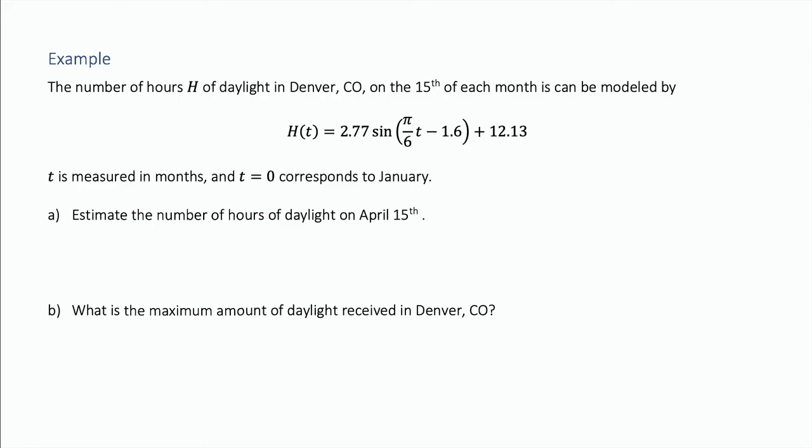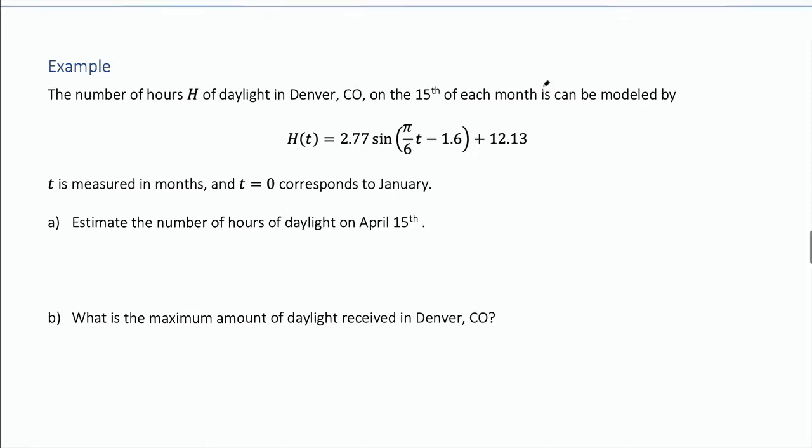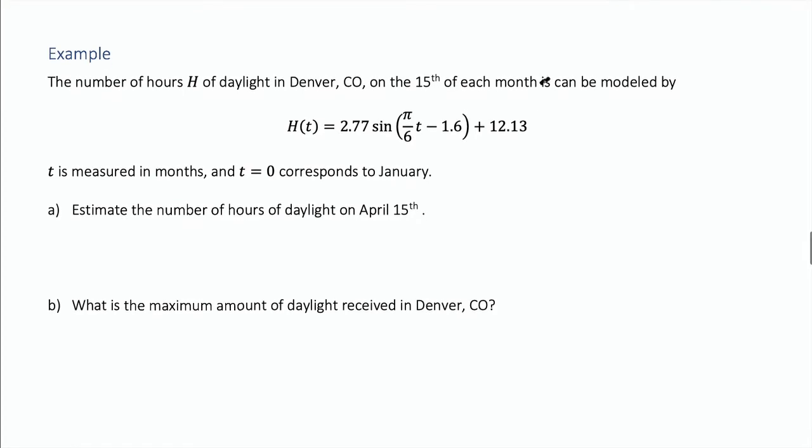The number of hours H of daylight in Denver, Colorado on the 15th of each month can be modeled by H of T equals this equation here. T is measured in months, and T equals 0 corresponds to January. Estimate the number of hours of daylight on April 15th.